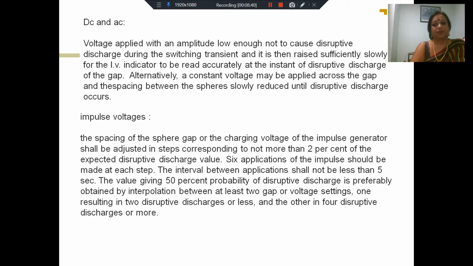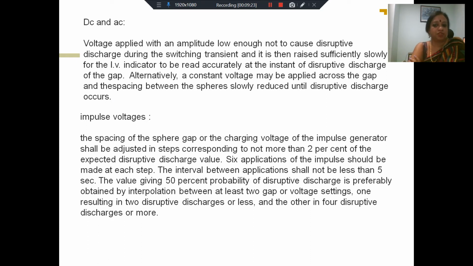After you switch on without failure, you raise the voltage sufficiently slowly so that you can read, at the low voltage indicator, an indication of the voltage across the sphere gap while it has not broken down. So you have some kind of arrangement which converts the voltage across the sphere to a low voltage value, which can be read at the operator level for operational safety. So you have to give that time. You need to raise the voltage sufficiently slowly. And at the instant of disruptive discharge of the gap, this voltage will be available in the meter.